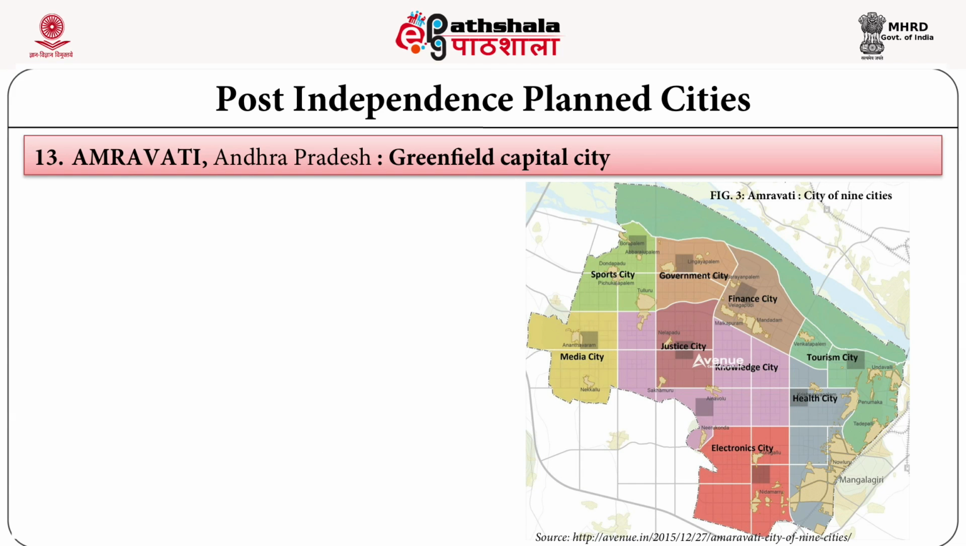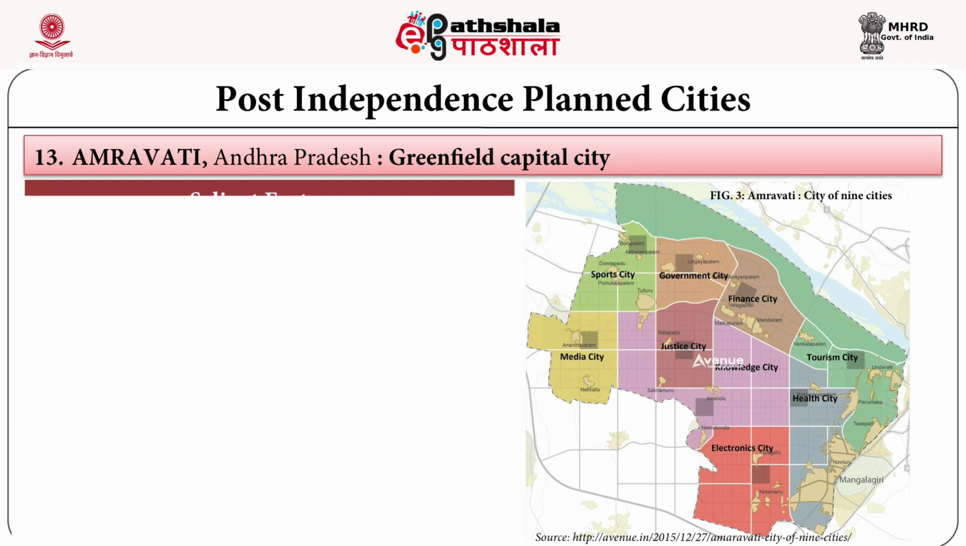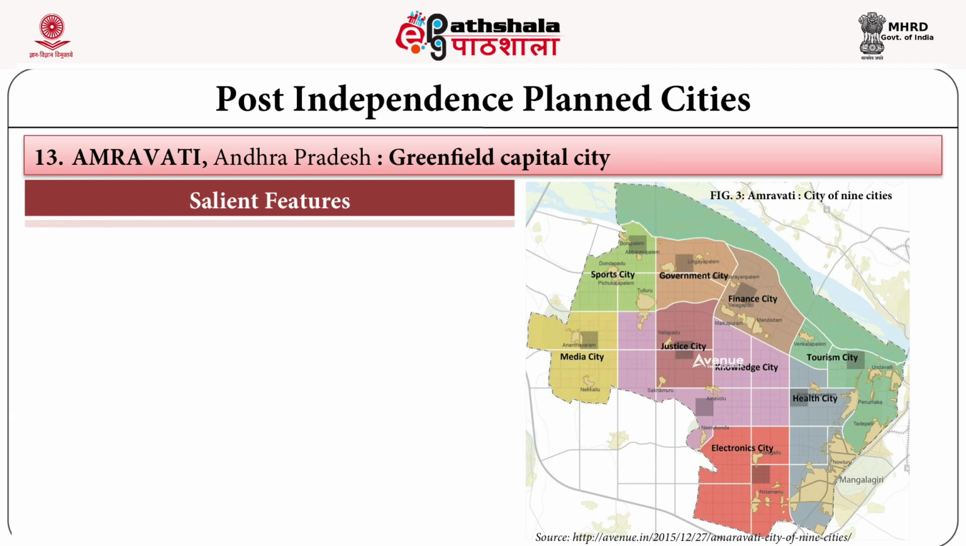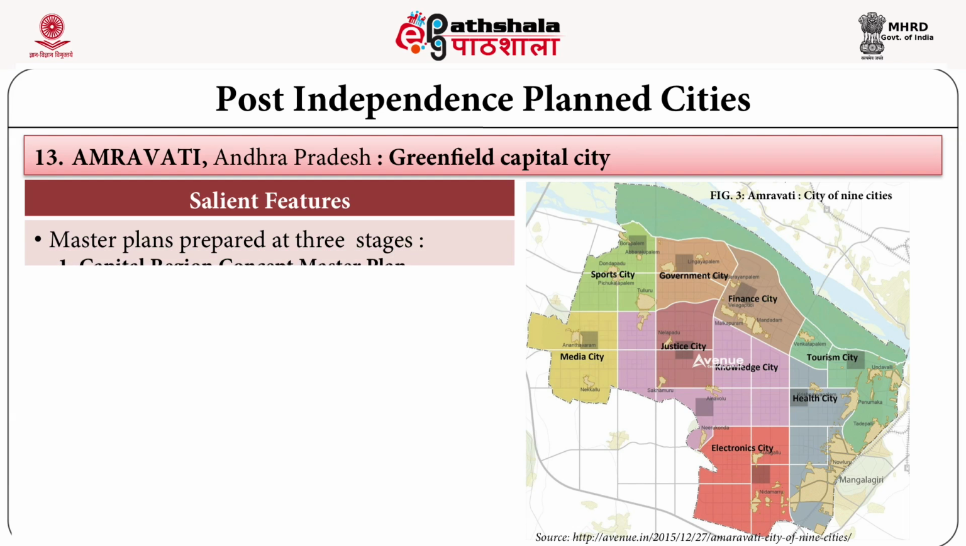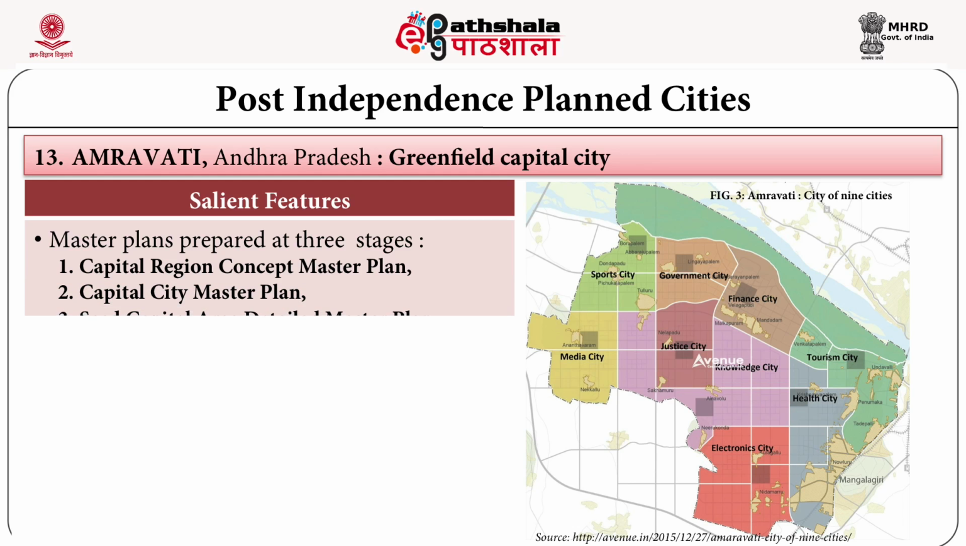We see that there were three stages of planning, that is the capital region concept master plan. So it was not only about the city, but the region was also considered. Then we have a capital city master plan, and then we have the seed capital area detailed master plan. So this master plan was prepared at three levels: the capital region, the capital city level, and the seed capital area level.